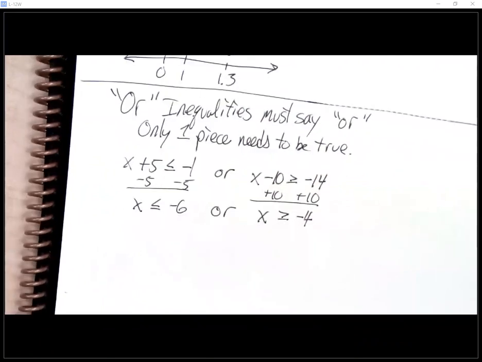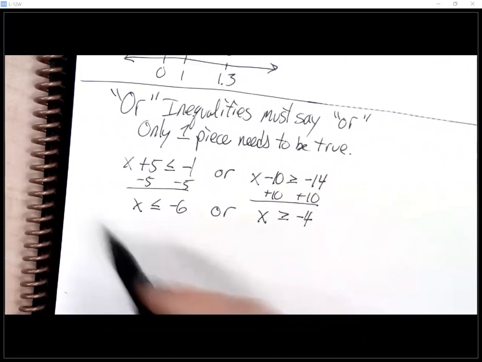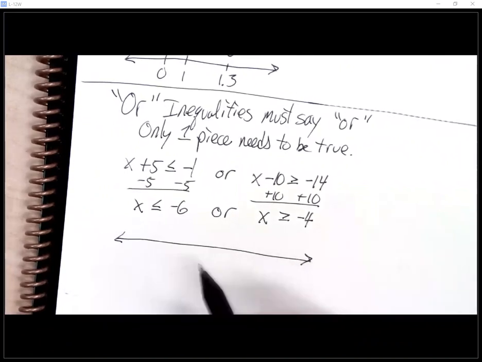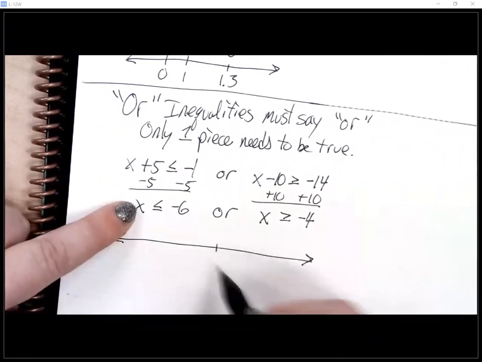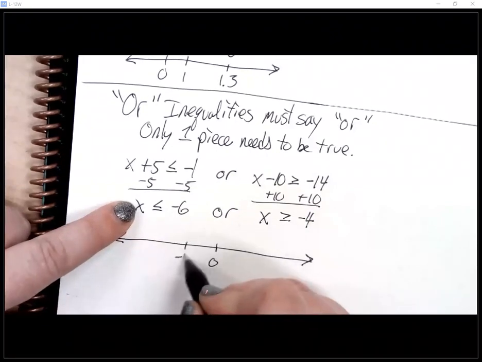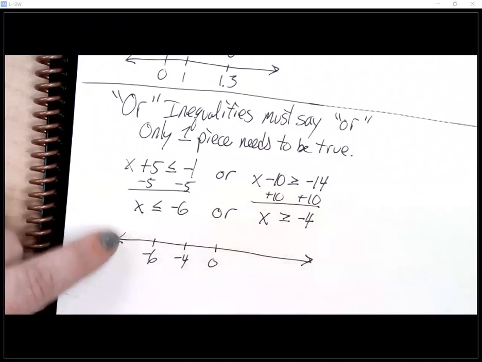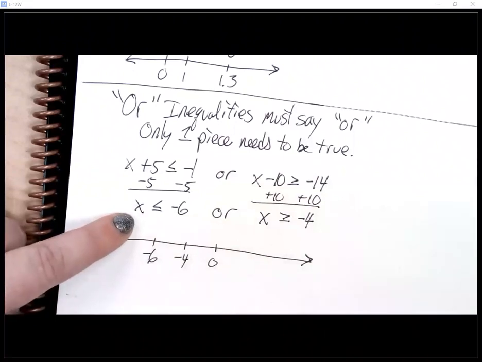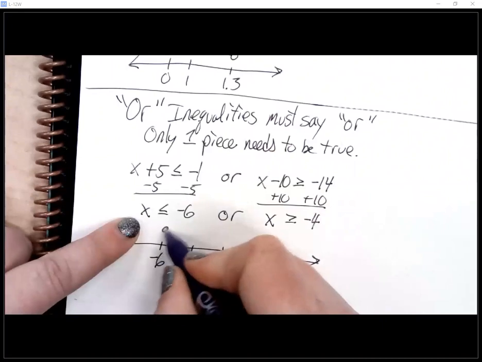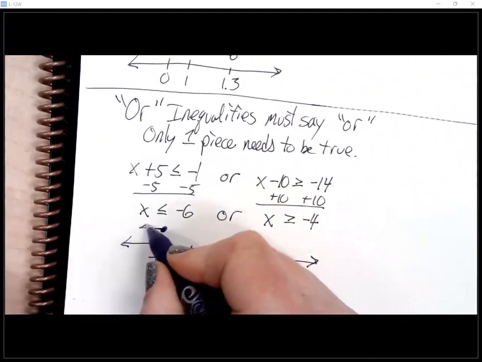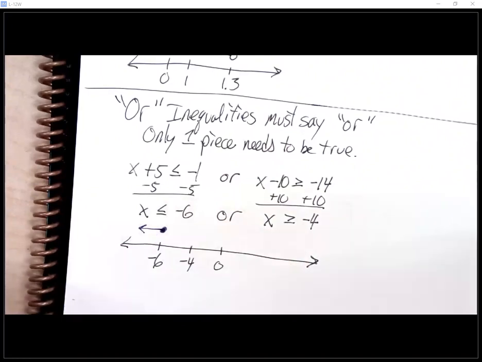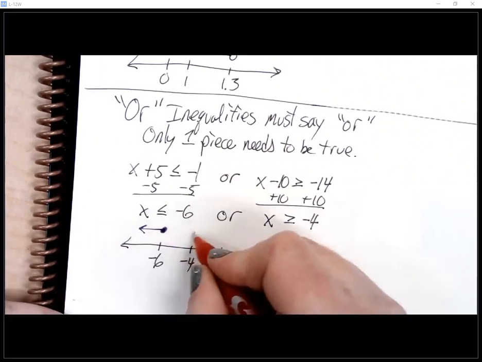Now, when I consider the graph of my solution, I'm just going to combine both graphs. That's it. So if I graph my first one, I'm going to do it on the same set. We'd have a -4 and a -6 here. So if I graph x is less than or equal to -6, there's that one. If I graph x is greater than or equal to -4, there's that one.